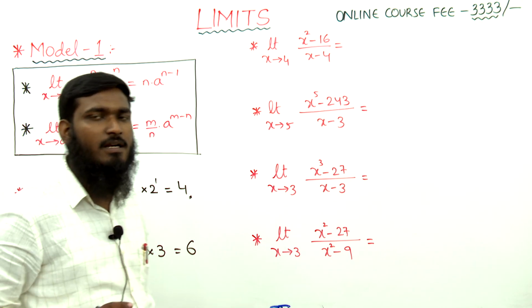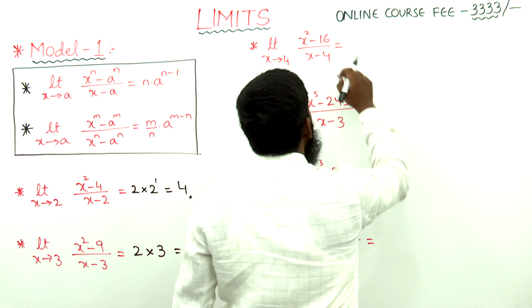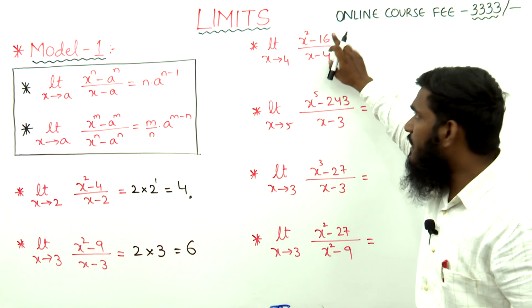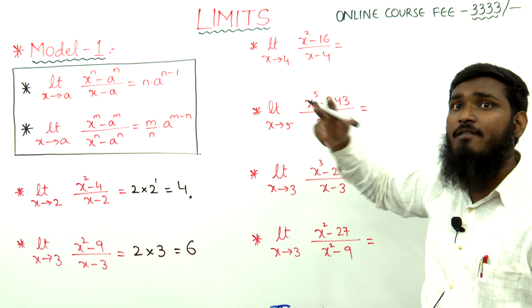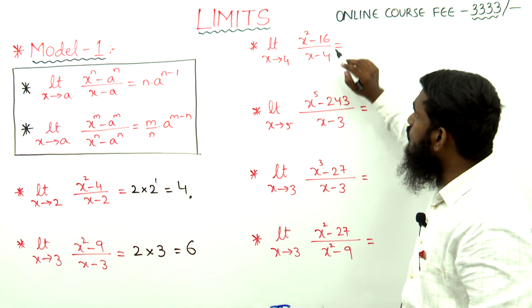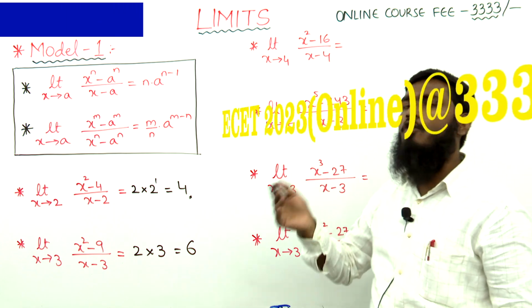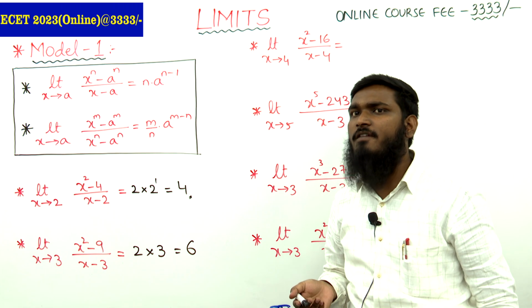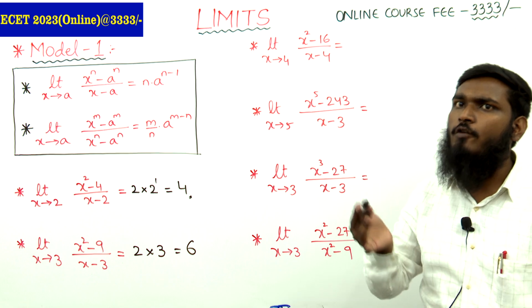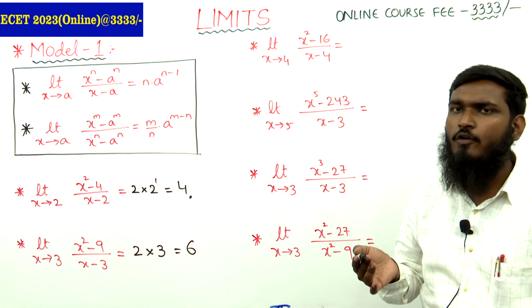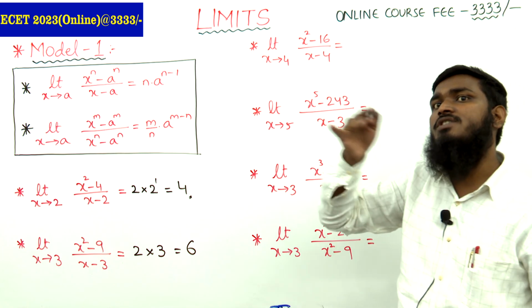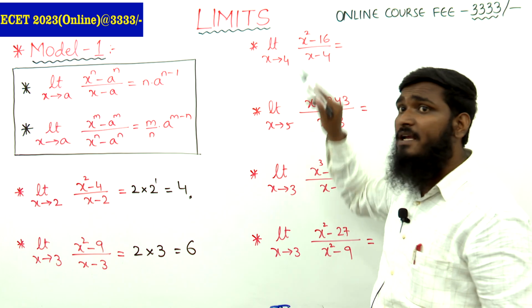Let us apply the standard limit here. So we have 16. Now we do not have the same powers, and the a value is not the same. So what can we do? How can we write 16? We can write 16 as 2 power 4, or else as 4 square. But which one will be applicable here?